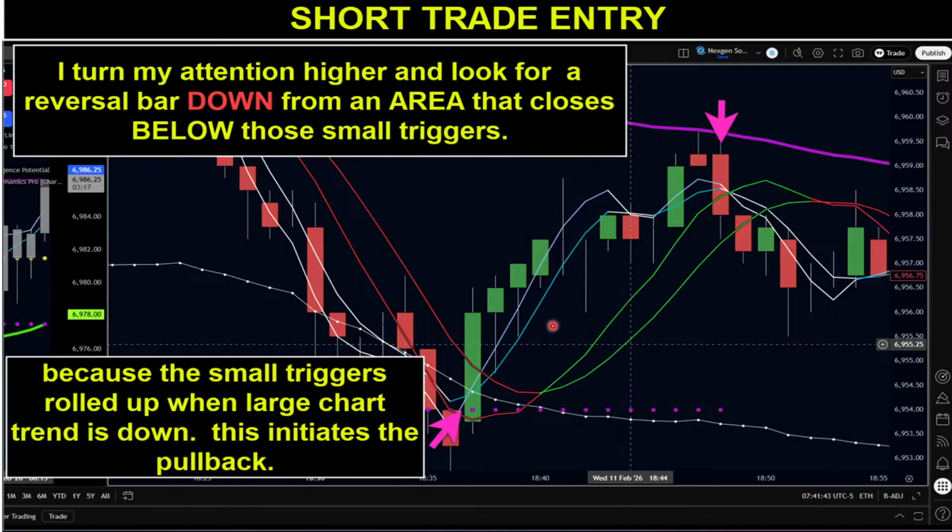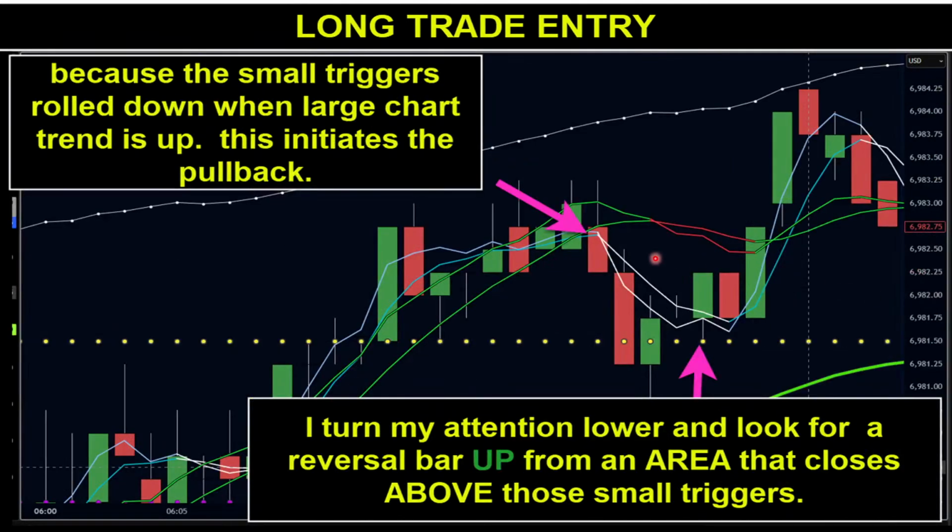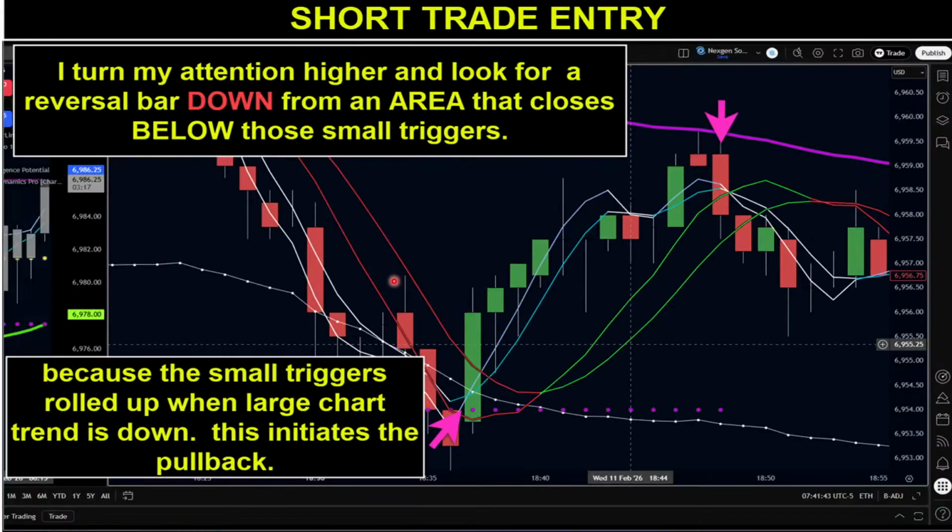And guys, that is your short trade. That is your long trade. Your entry will look the same every time. Trend, fight, close above the triggers. Trend, fight, close below the triggers.